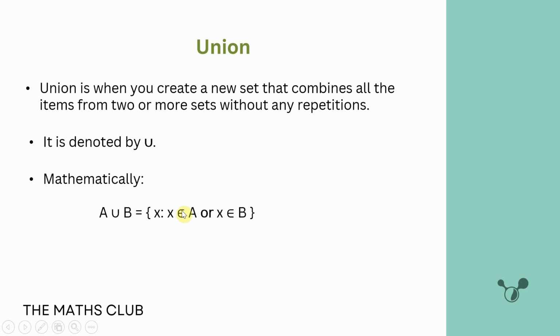and this symbol stands for elements, X is an element of A, or X is an element of B. So at the end of the day, this set is going to contain elements X, and X will either be a member of A or a member of B. Let's have some examples to bring this home.